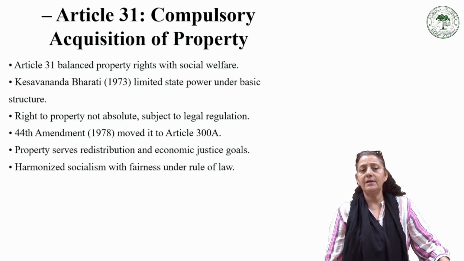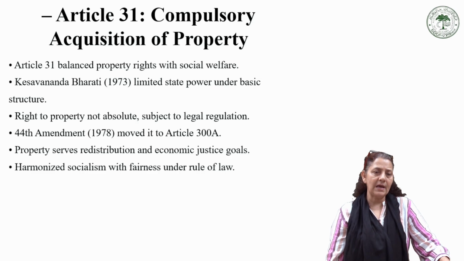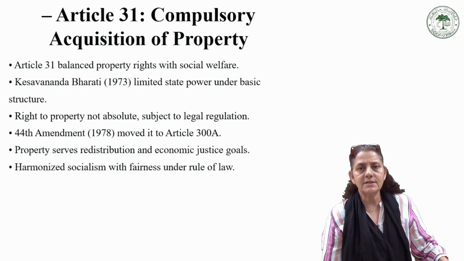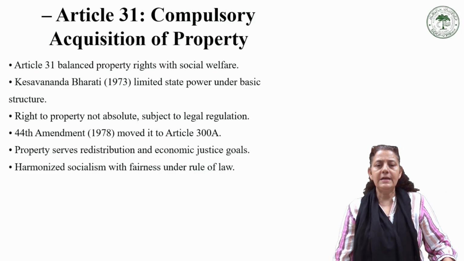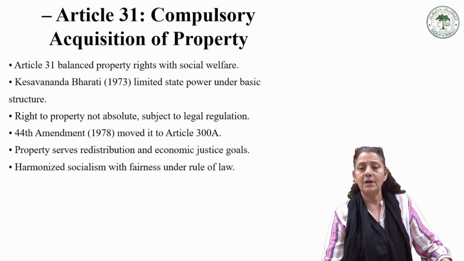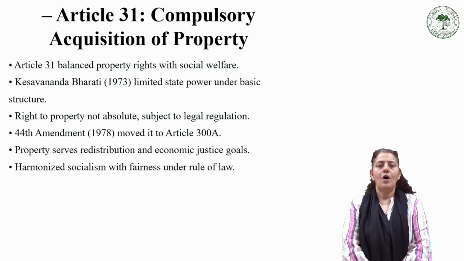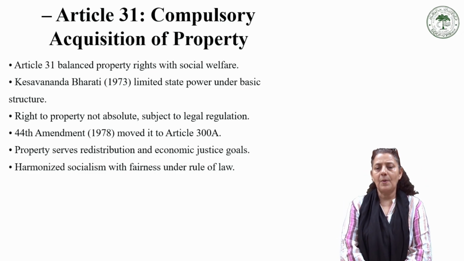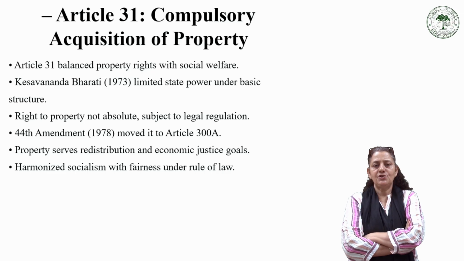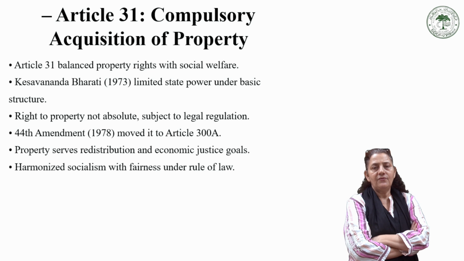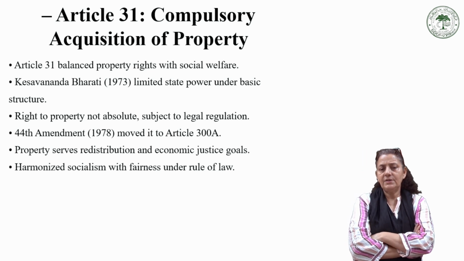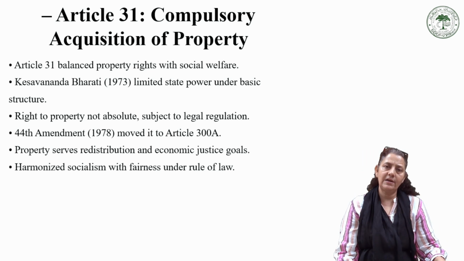Nonetheless, Keshwanand Bharti remains significant because it tied property rights to constitutional balance, ensuring social justice without compromising fairness. The court stated that economic redistribution must respect legal principles. This interpretation helped harmonize socialist objectives with individual rights. Property, once a symbol of privilege, thus became an instrument for achieving equality and welfare under the rule of law, consistent with democratic and constitutional values.